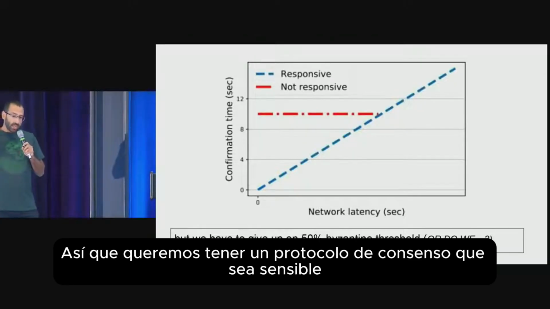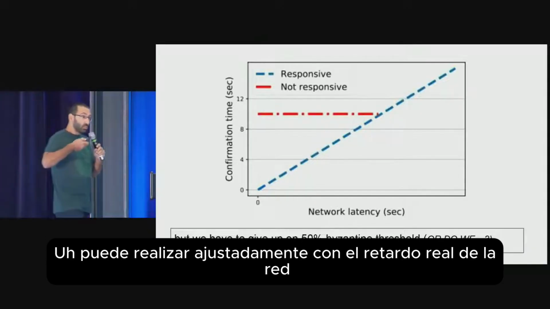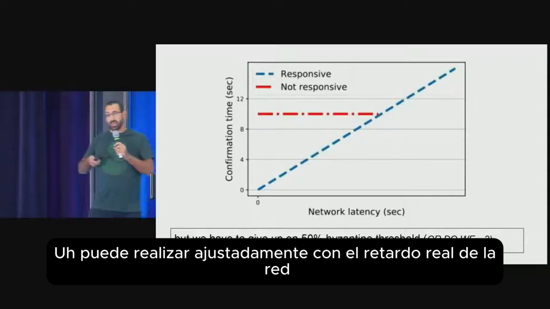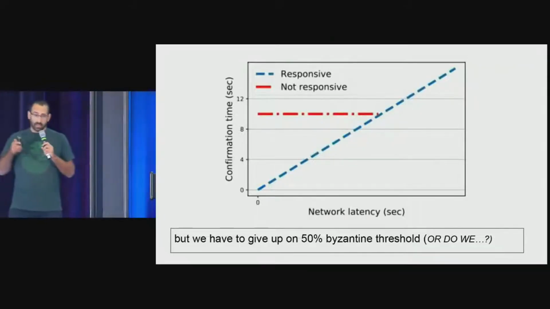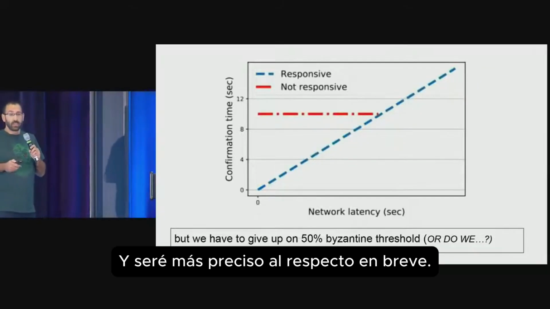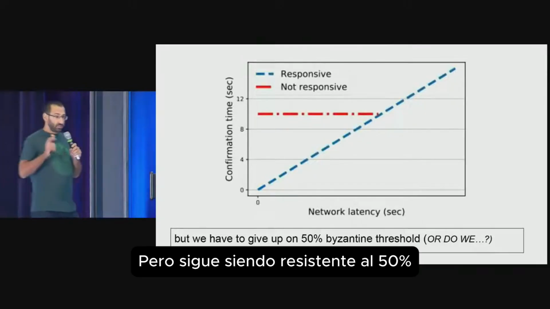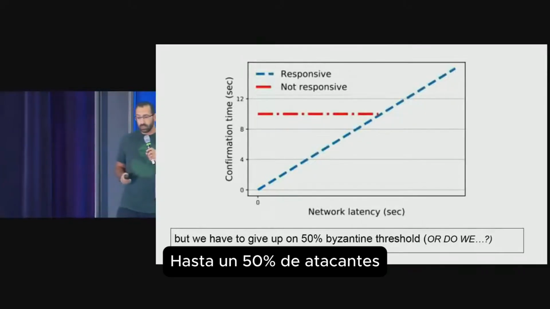So we want to have a consensus protocol that is responsive, can perform tightly with the actual network delay, and I'll be more precise about that shortly, but it's still resilient to up to 50% attackers.